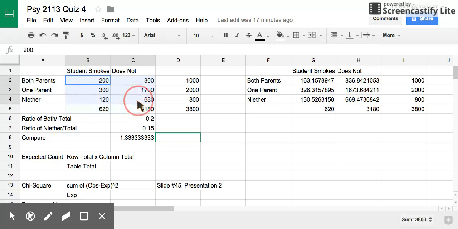So this is basically the reproduction of that table. And to calculate that, you basically want to take the students that smoke out of that row. So smoke out of the total for that row. And the second part is this row. So student doesn't smoke out of the total. And you get 1.33. The 1 is your anchor. So it's really the .33 that you're looking at. And that's why the answer there is 33% more likely to smoke if both parents smoke than if neither parent smokes.